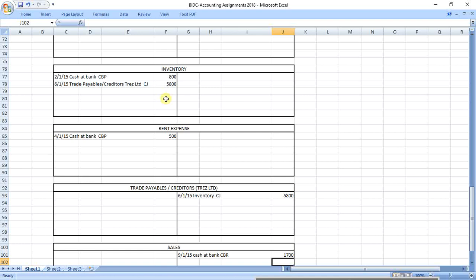So it's going to be credited? It would be, it's an income. Cash at the bank. CC. This is the name.